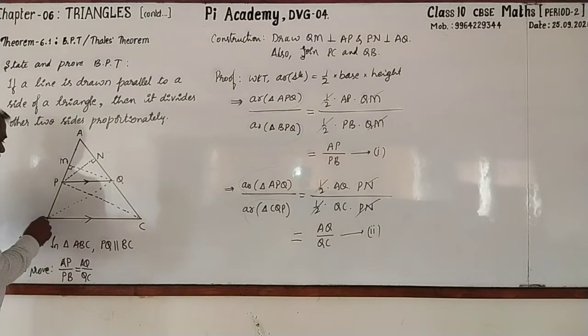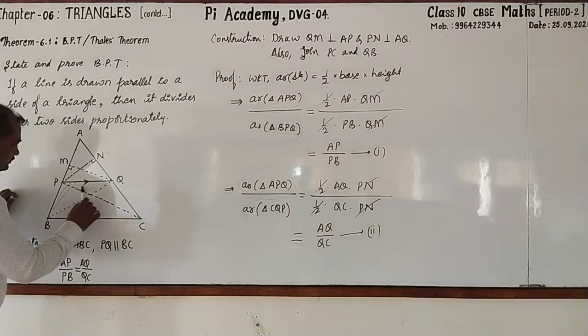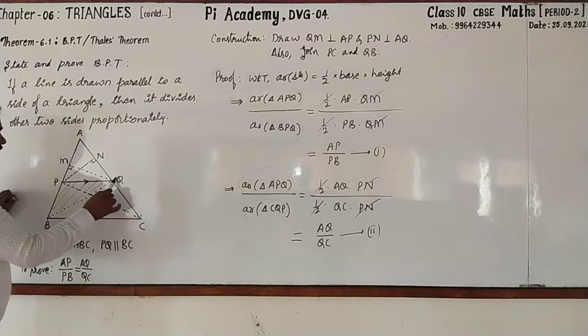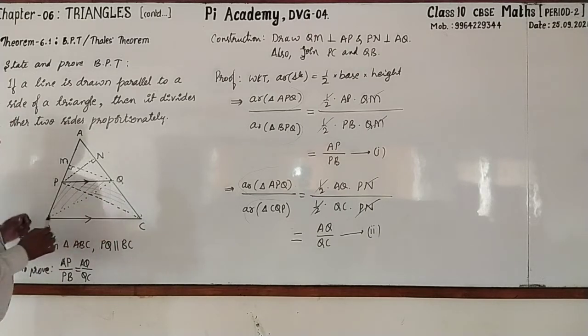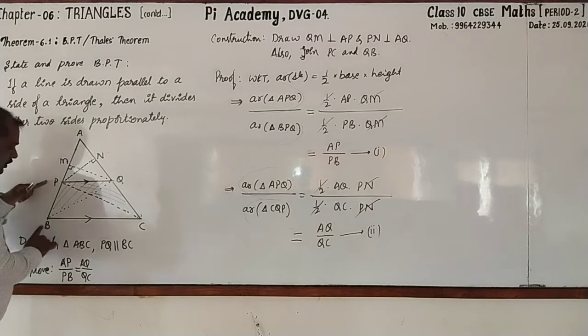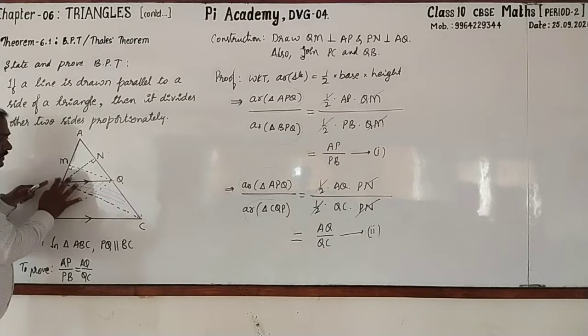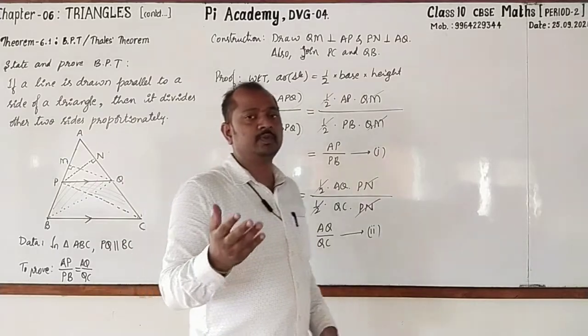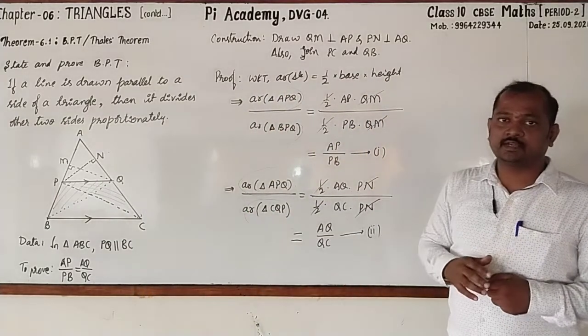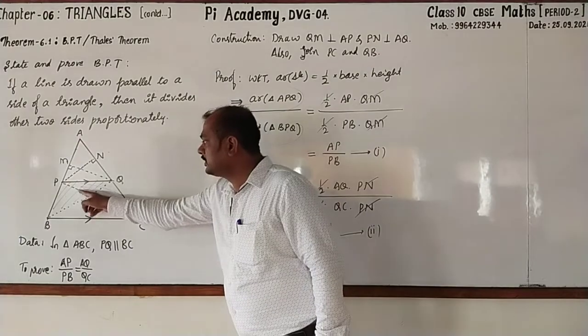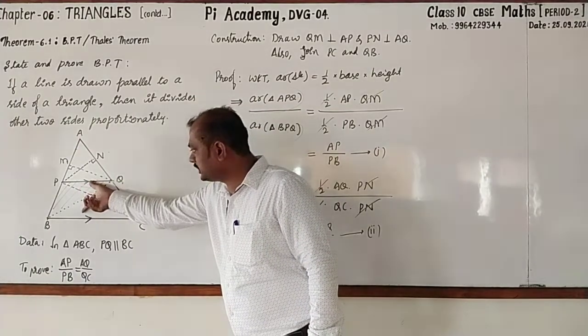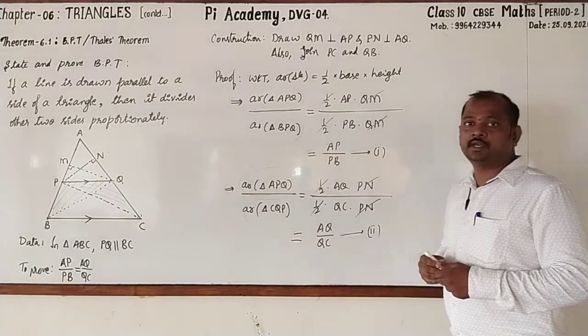BPQ, see that BPQ, this triangle, and CQP, this triangle. See that? What do you say about PQ and BC? These are the parallels. And these are the two triangles. They are standing on the same base, PQ, between same parallels, PQ and BC. Hence, they are equal in area, which I have already learnt in 9th standard. Triangles standing on the same base between the same parallels are equal in area.